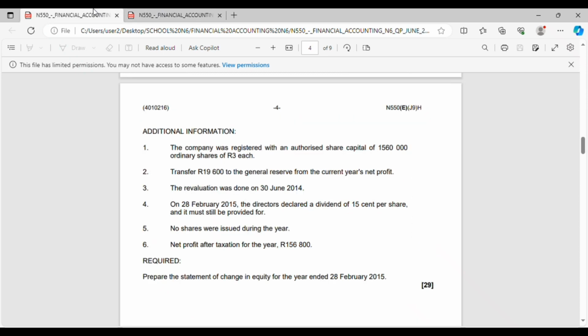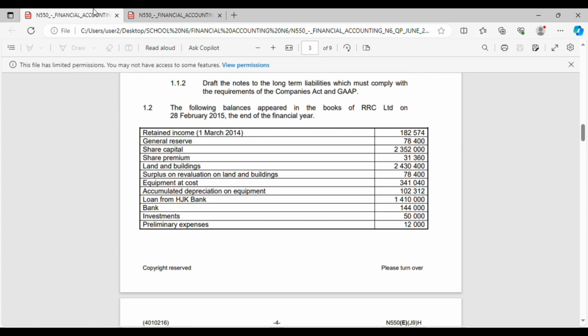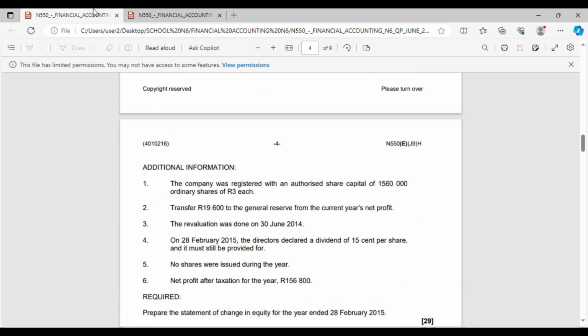I repeat, when we calculate the dividends, for ordinary shares we only take the number of units and multiply by the cents that were issued by directors to get the dividends. If we had preference shares, we were only going to take the total amount. So let me repeat, we're going to take the amount for share capital at the end of the year, 2,352,000, and divide it by 3.